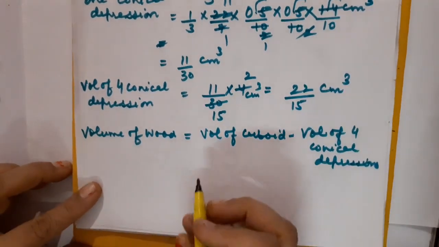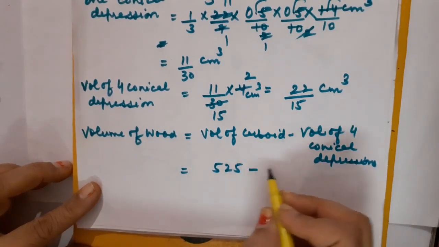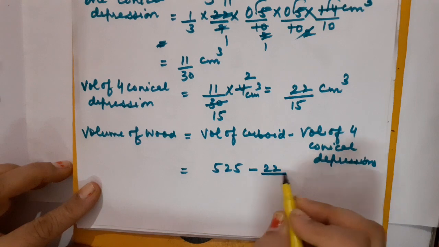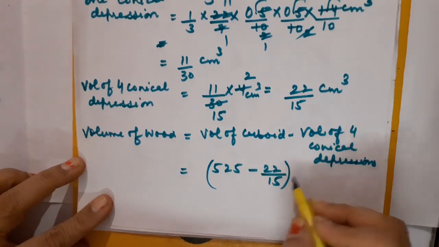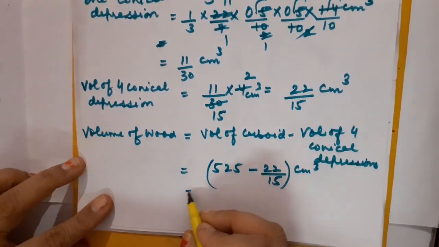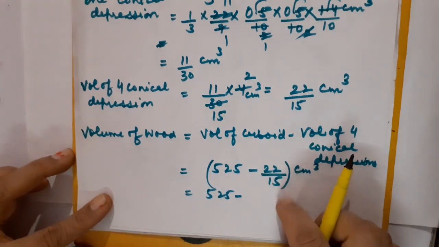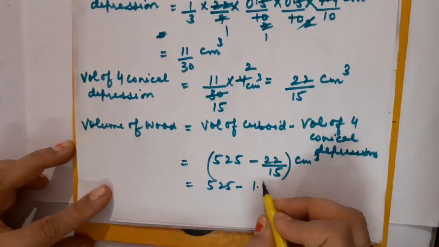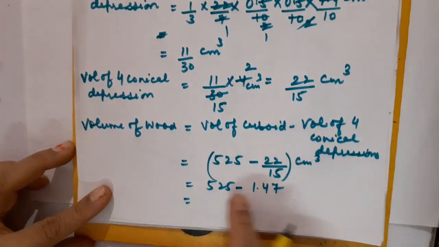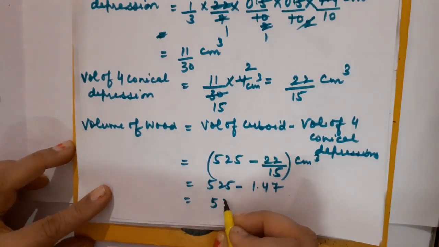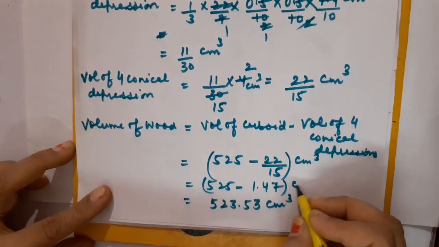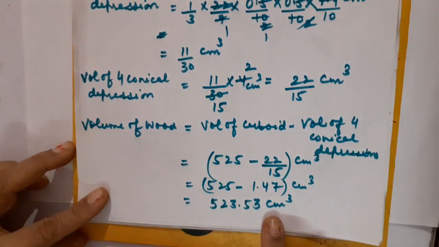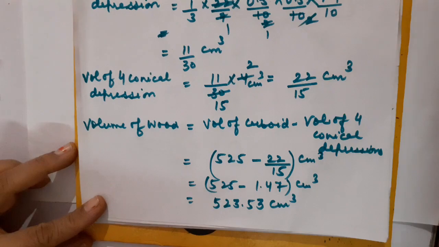Correct? So let us solve it. This is 525 minus 22 upon 15, it will be in cubic centimeter. So now this is 525 minus. When I divided 22 by 15, I have got 1.47. So let us subtract both of them. I will be getting 523.53 cubic centimeters. Correct? So this is the volume of the wood in the entire stand. Understood? Okay, now children, let us switch to the next question.